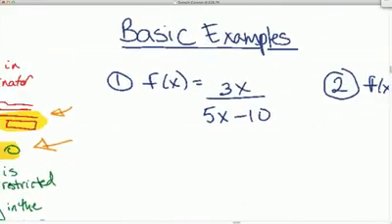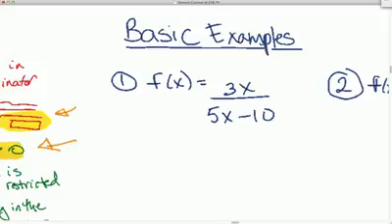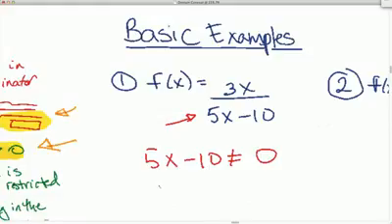The first one we're going to take a look at is the function f of x, which is 3x over 5x minus 10. Right away you should notice that there's a denominator here, right? So what was the rule for the denominator? Set whatever you got not equal to 0 and solve. Sorry, I shouldn't skip any steps just in case.